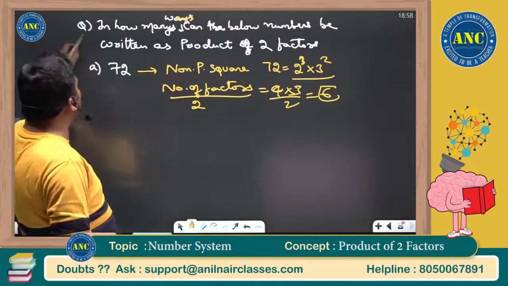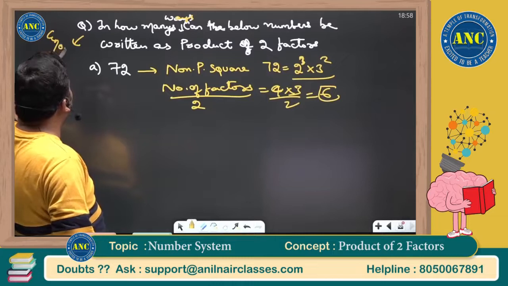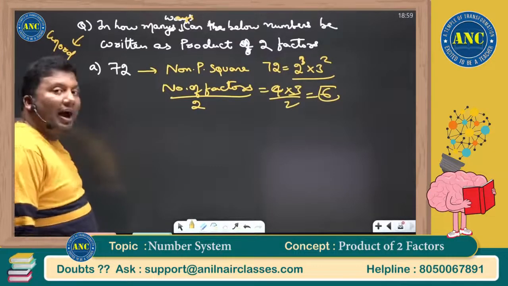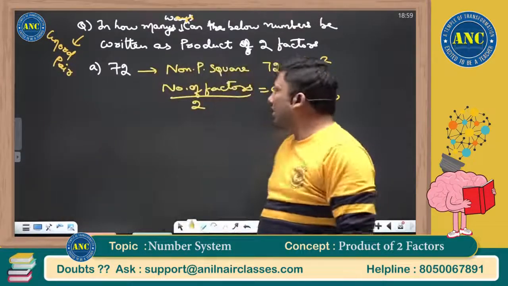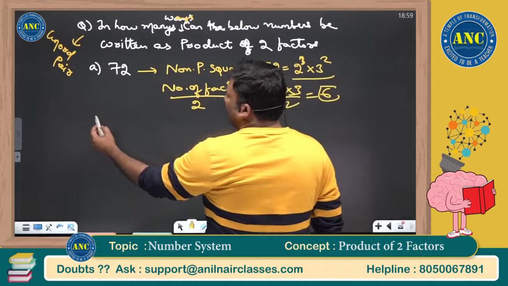In how many ways can you write 72 as a product of two factors? Variables are not present in the question. If variables are not present in the question, it is an unordered pair. And if it is a non-perfect square, the answer is number of factors by 2.